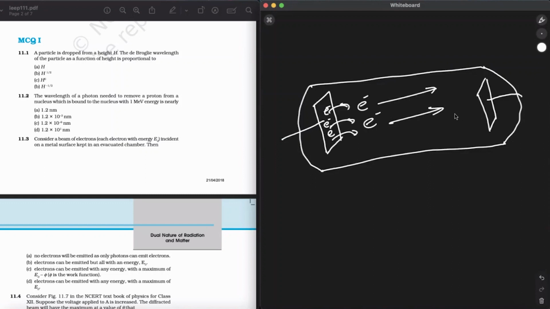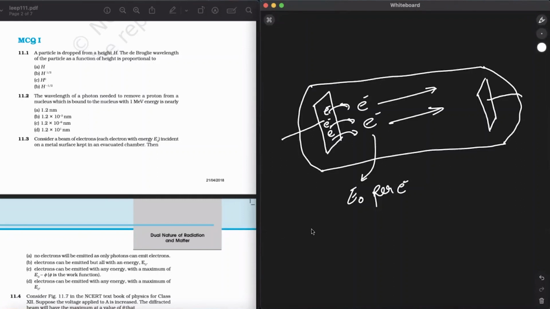In the question it was given that we have to consider a beam of electrons. A beam is what? These electrons moving at a high speed, each electron with an energy of E naught per electron. Now it is incident on a metal surface which is kept in an evacuated chamber. So this is an evacuated chamber, and this is the metal surface that they have asked about. Option number 1 is no electrons will be emitted as only photons can emit electrons. Option number 2 is electrons can be emitted but all with an energy E naught.